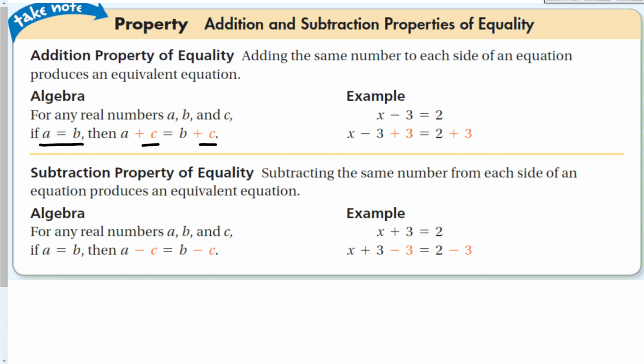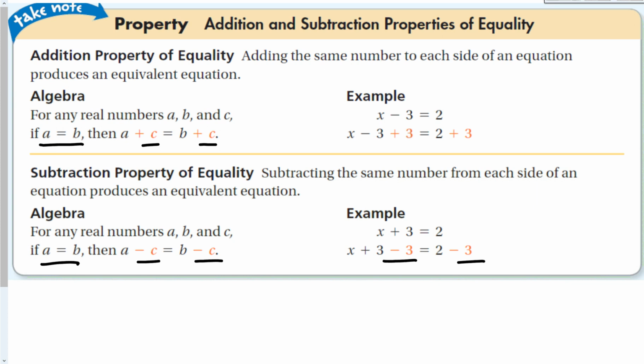Okay, we can see that with subtraction as well. So subtracting the same number from each side of an equation produces an equivalent equation. So again, if I start with a is equal to b, if I subtract c from one side, I have to subtract c from the other side. And we can see that here with the example, subtracting 3 and subtracting 3.